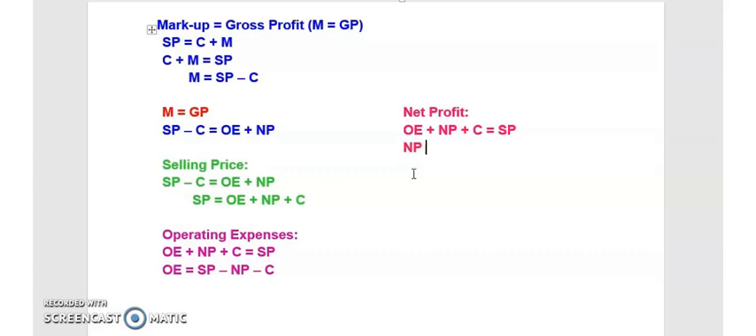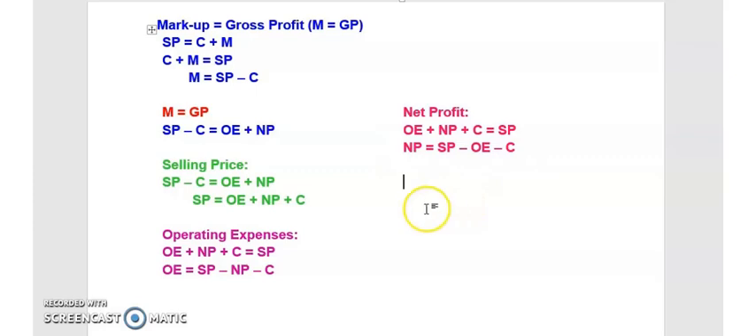So NP equal to SP. What is on the right hand side? We write again SP, and then bring OE and C to the right hand side. Positive to the right hand side becomes negative. So NP equal to SP minus OE minus cost. Then you get the formula for net profit.